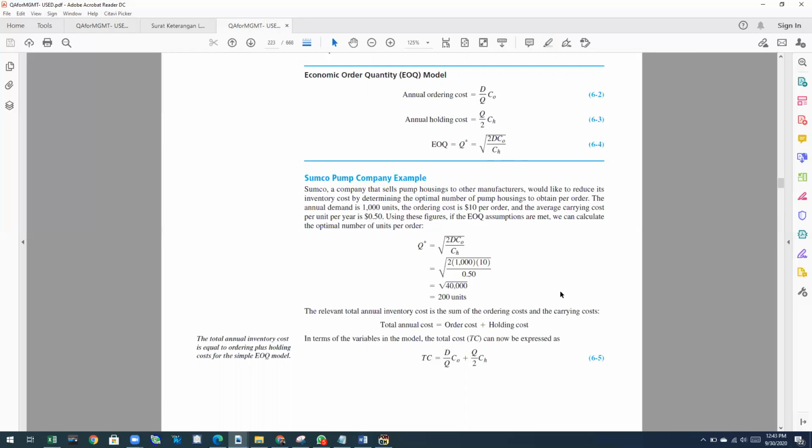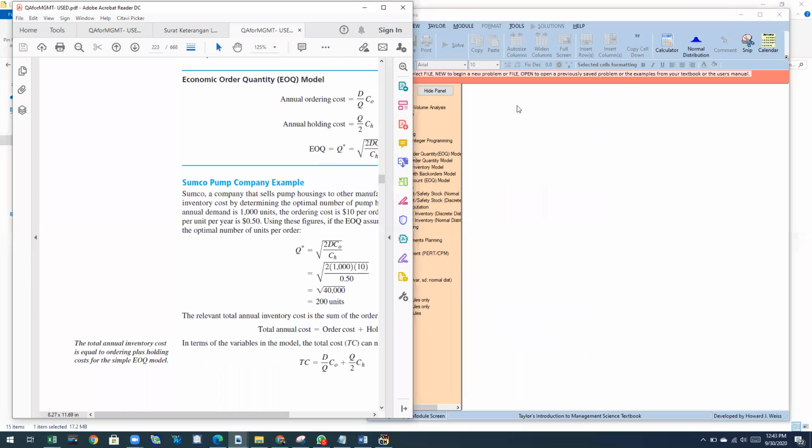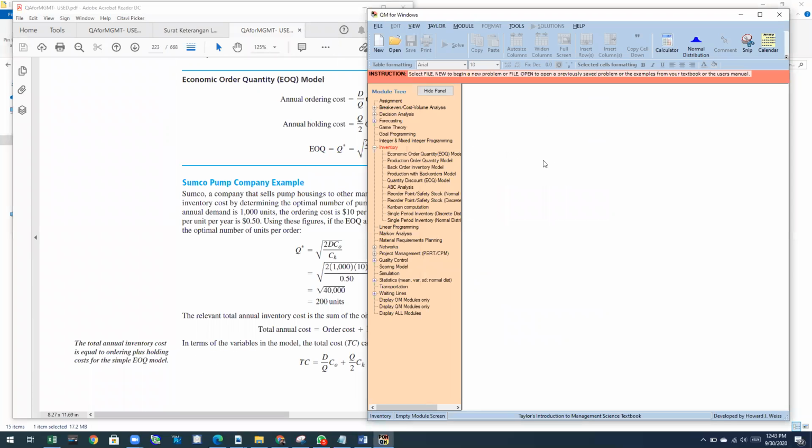You can run the numbers manually, but what I'm going to do is show you how to solve that using POMQM. So basically, you open up POMQM. Once POMQM is opened, like what I have here, you click on inventory. Once the inventory menu is open, then you click on EOQ model.